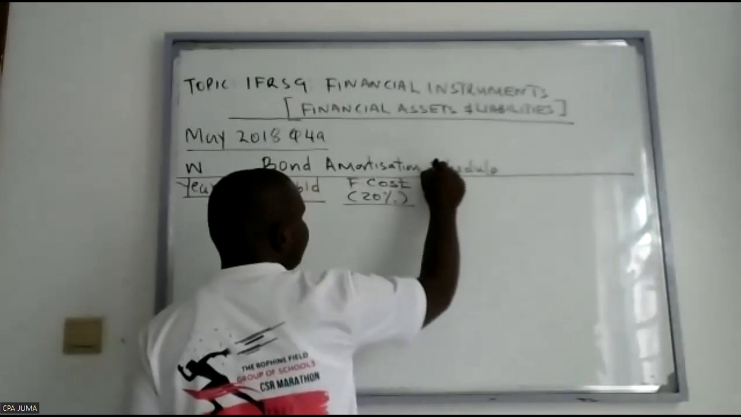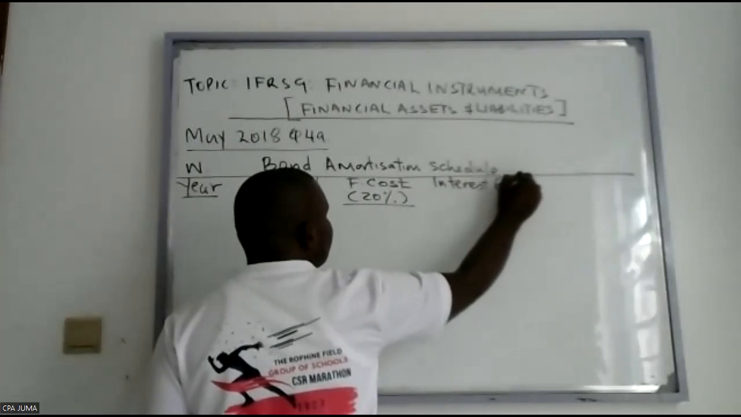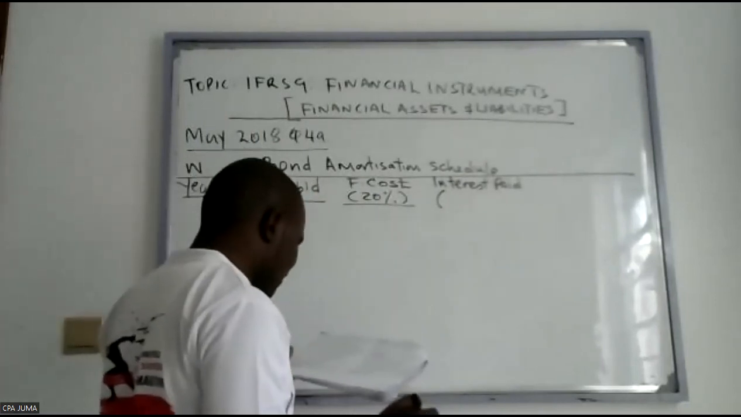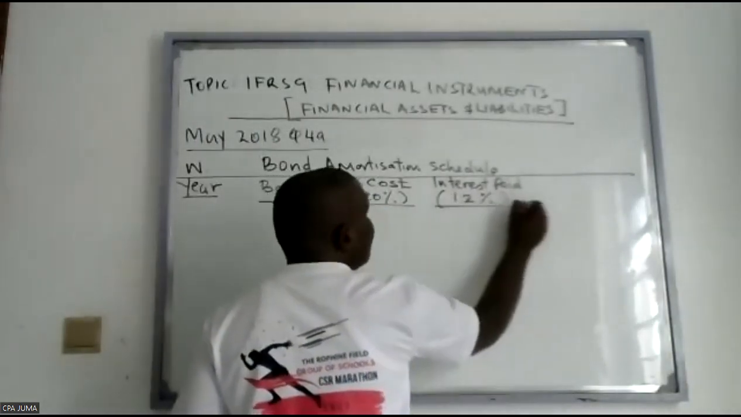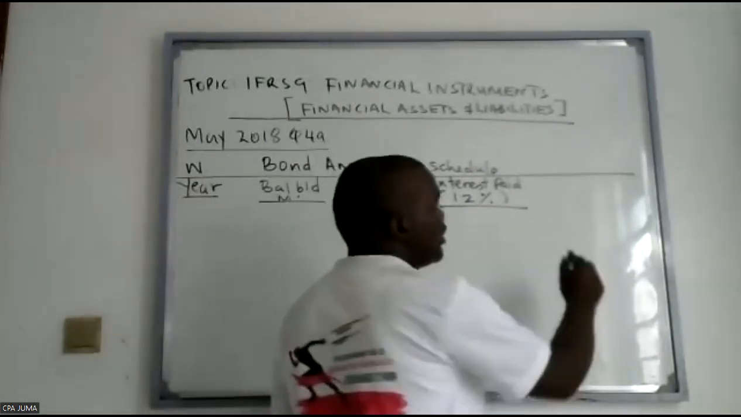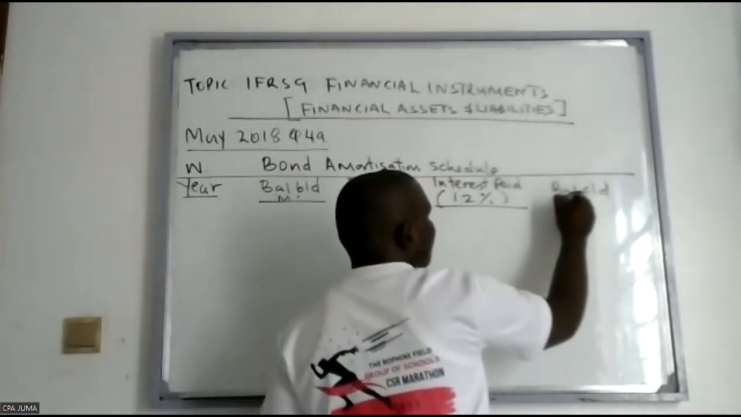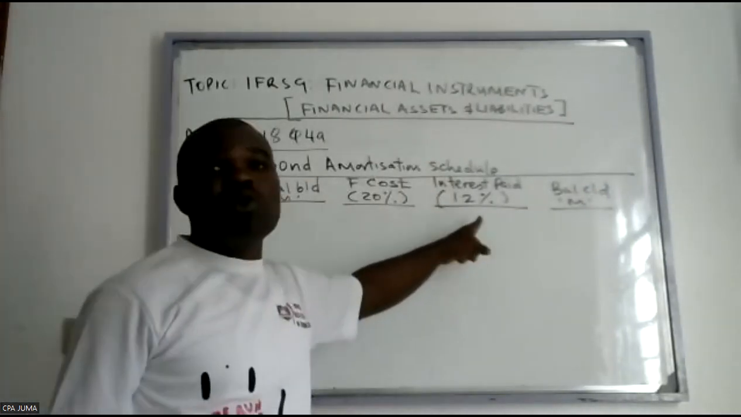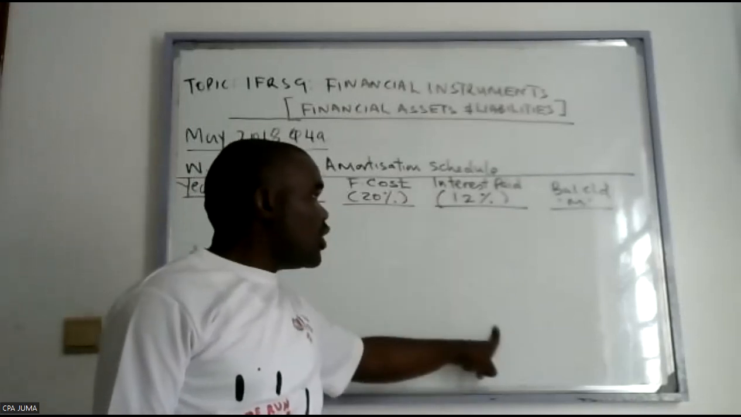So interest paid. They were to pay interest at the rate of 12% per annum. Then from there, you'll be able to get the closing balance carried down like that. So interest should always be constant, this one. The amount paid will be constant throughout.